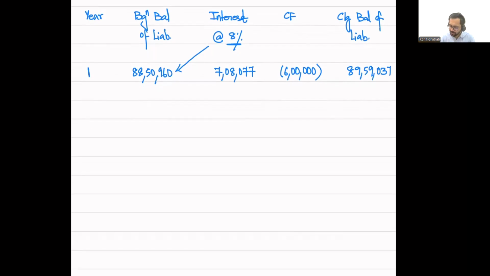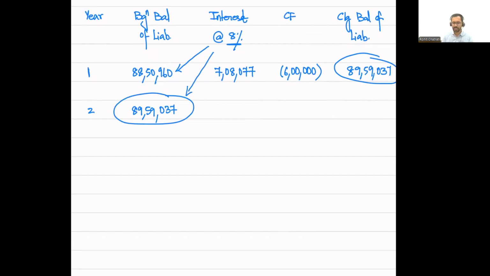Now the closing balance of year one will become the beginning balance of year two. So I have a beginning balance of 89,59,037. Whatever is the closing balance here becomes the beginning balance over here. For the second year, I calculate interest at 8% using this value, so that is 89,59,037 multiplied by 8 percent, which is equal to 7,16,723. At the end of the second year also, I pay a cash flow of 6 lakh rupees.